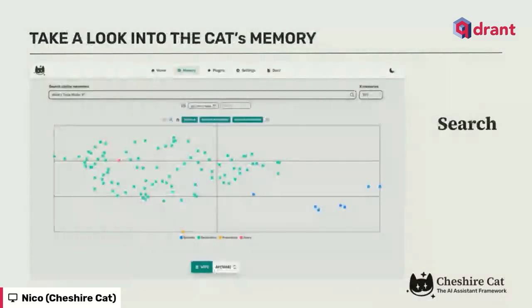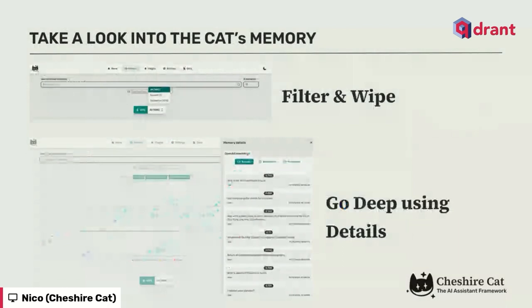And last but not least, we go deep on the memory. This is the visualization that Piero showed before. This is the vector space in 2D. We use Disney. It is very, very similar to the Qdrant Cloud visualization for the embeddings. We have the search bar, for how many vectors we want to retrieve. We can choose the memory and other filters. We can filter on the memory, and we can wipe a memory or all memory and clean all our space.